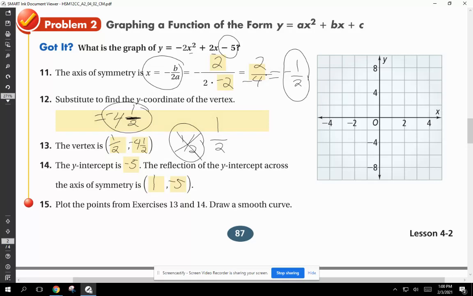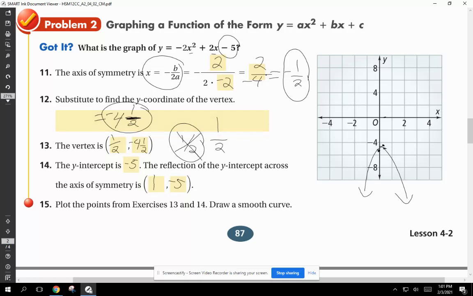Plot the points, okay? What are the points we're going to plot? The vertex is -1/2, so let's go to -1/2 right there. And we're going down to what? -4.5, right about here. The y-intercept is -5. So there's 5, 6 right there, so -4.5 should be a little higher then. So we should be like this. That's our sketch, just a quick sketch.